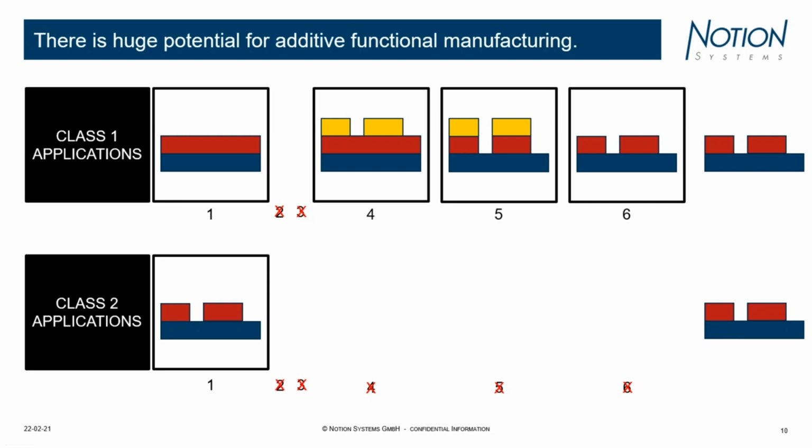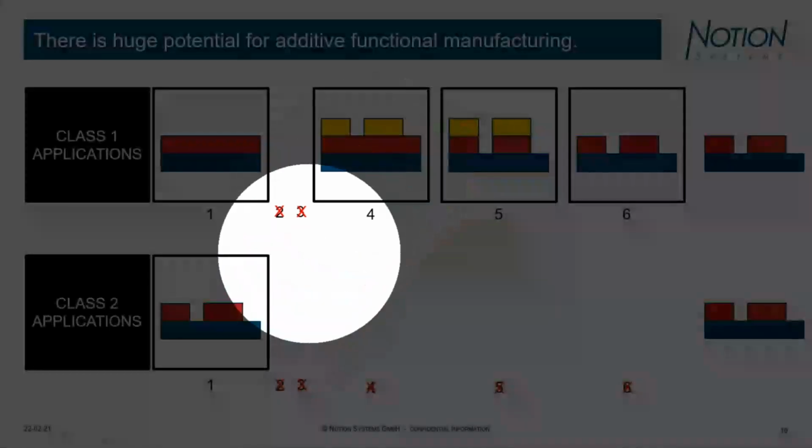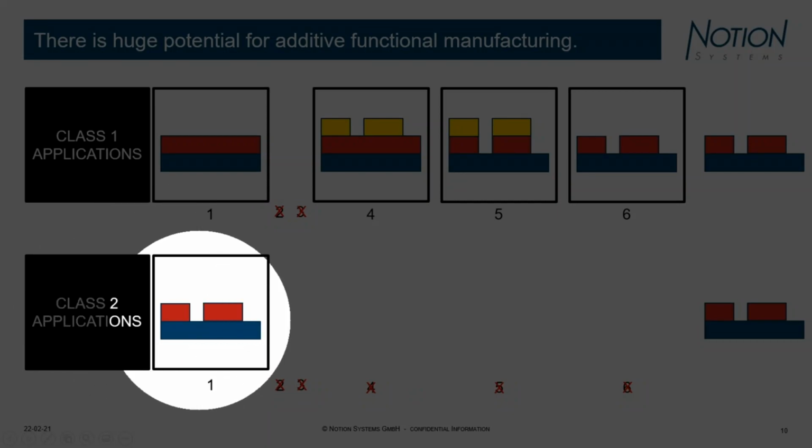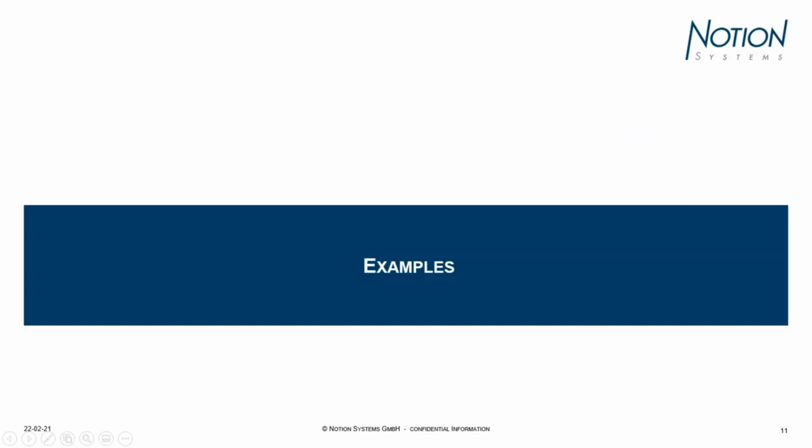Assuming, of course, that the actual structures that you want to get are in an area or a resolution that you can print. The goal, of course, is to print the functionalities themselves. So this would be the class 2 applications. And I want to give you some examples where this actually has been done.